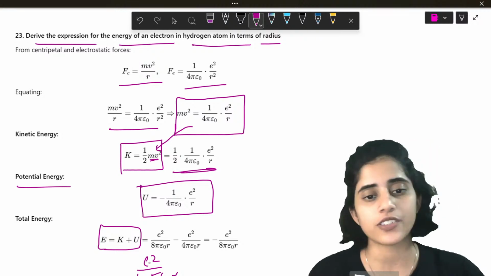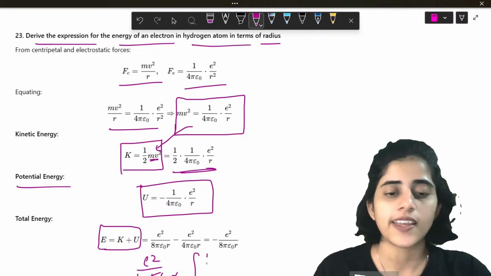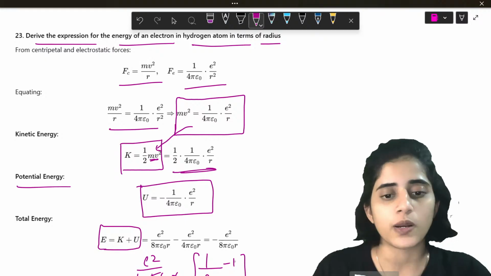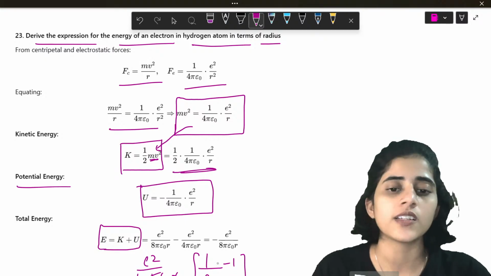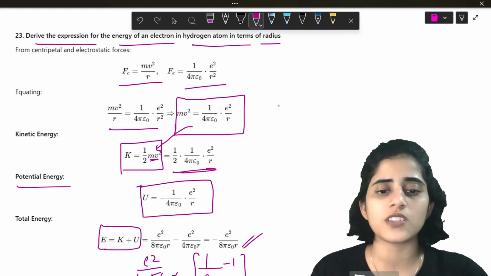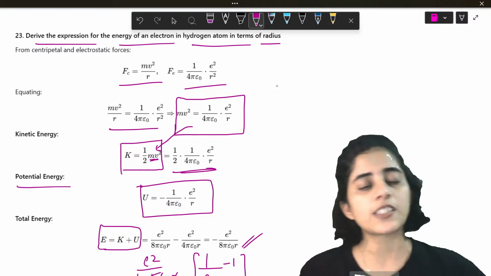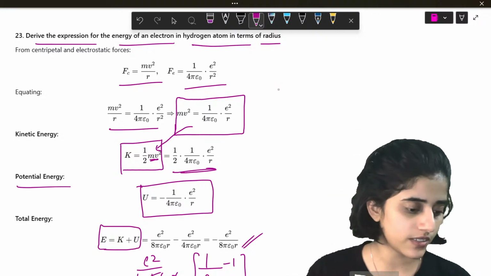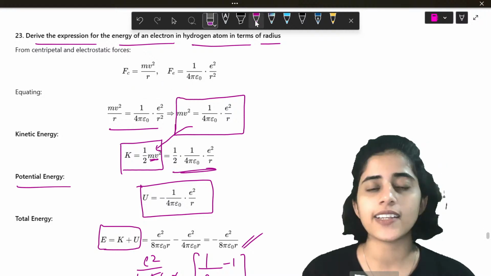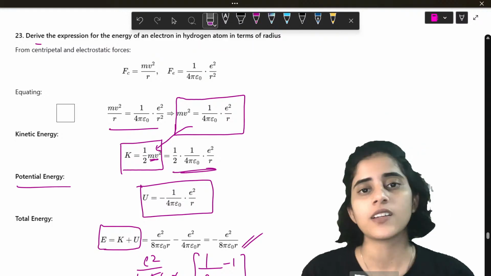E square into 4 pi epsilon naught r. You take it outside, so what remains? 1 by 2 minus 1, which is... Okay, this question is very easy. So you will get E square. See, you have to derive an expression for energy. I'll explain. I'm just going too fast because all the steps I've written here. Okay, I'll explain this once again.